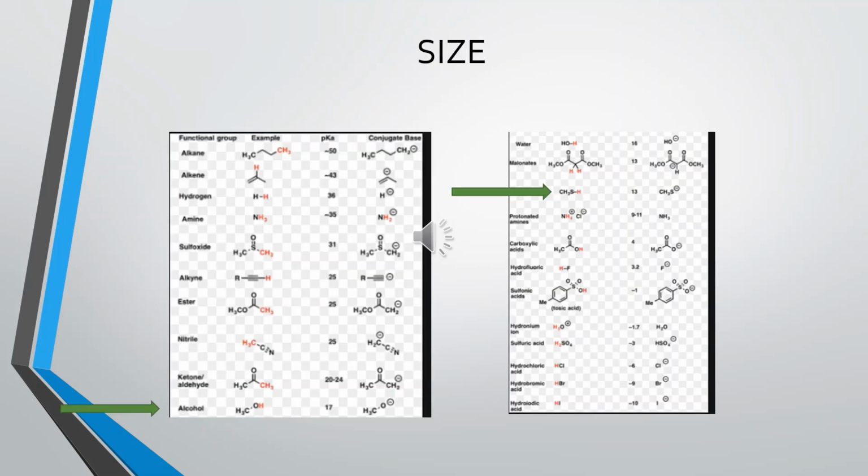Finally, we have the effect of size, and we only have 2 examples here in this table. Take a look at the pKa for methanol in the left-hand table at the bottom, around 17, very similar to water, not surprising. Compare that to the pKa of methyl mercaptan, which is the sulfur analog of methanol in the right-hand panel, with a pKa of around 13. And so the larger sulfur atom, being a third row element, is better able to tolerate the negative charge in its conjugate base.